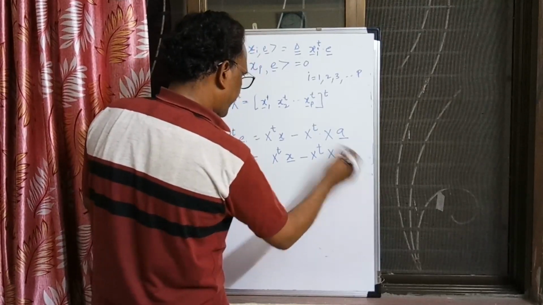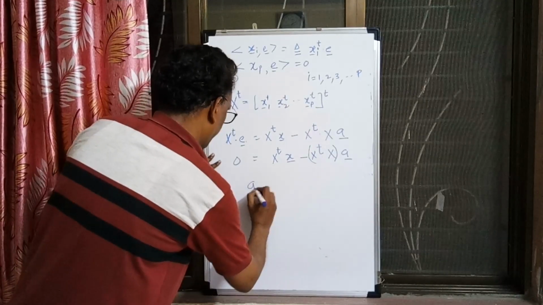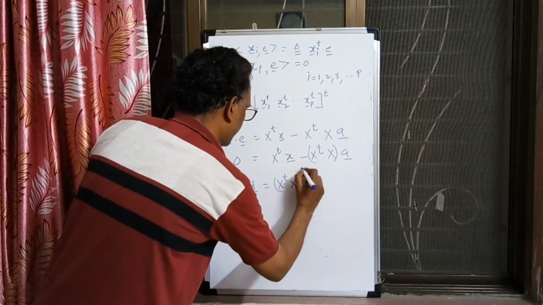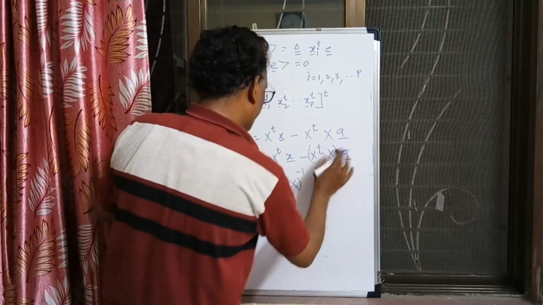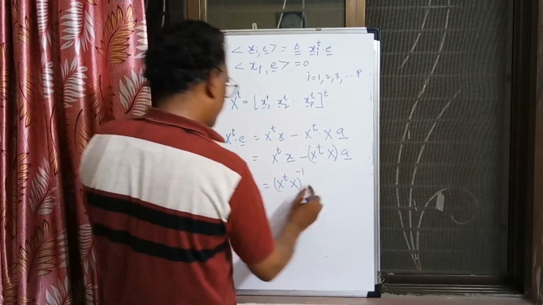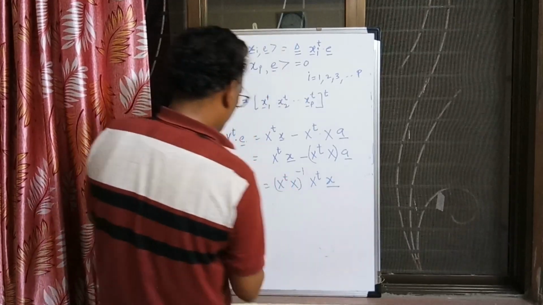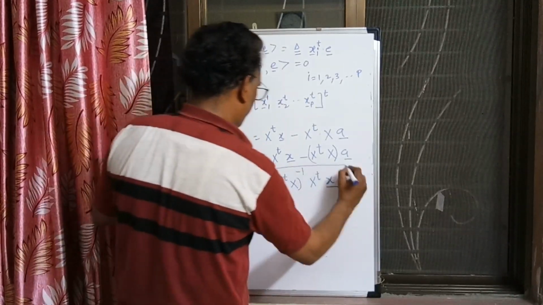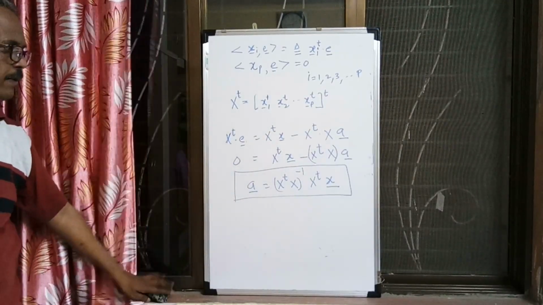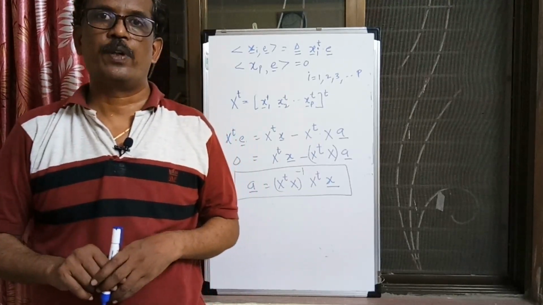Now our objective is to find A. So take this to the other side. We can write A is equal to (X transpose X) inverse times X transpose. Whatever was multiplied on this side has come to the other side. This is the formula. If we use this formula, you can easily find the coefficients A1, A2, up to AP.